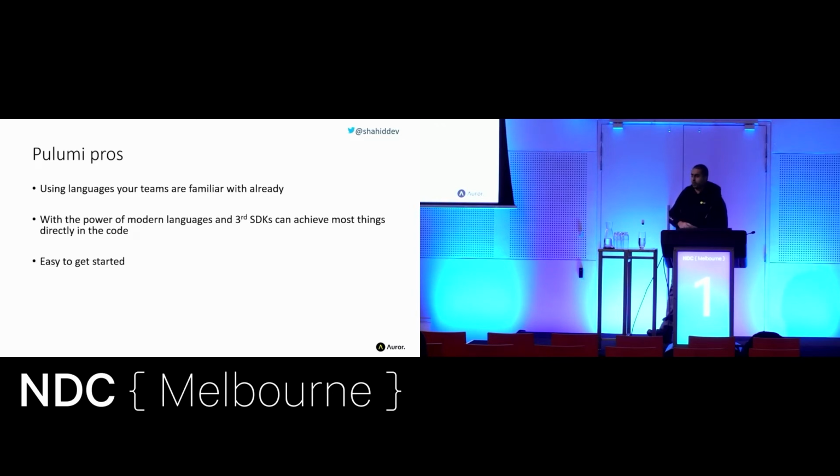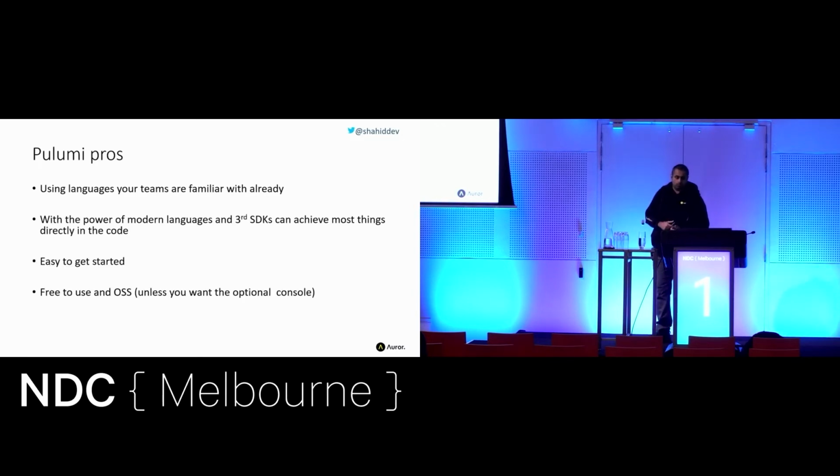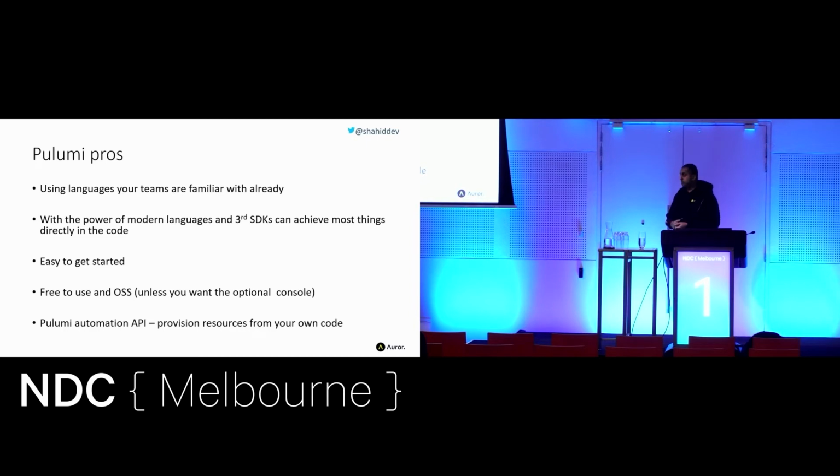I think it's actually quite easy to get started. And it's free and open source. As I said, other than that console, go and use it for free entirely in your enterprise if you want. You can't use the console, but other than that, you can do everything else yourself. And as I said, with this automation API, you can provision resources from your own code. This may be a talk in future, I think, because it's quite a big topic in itself.